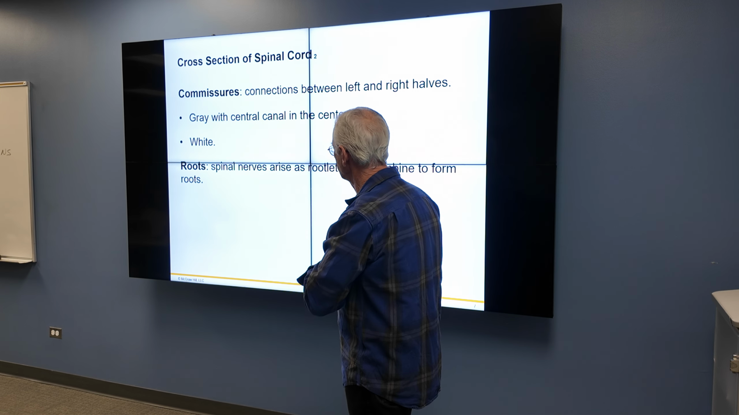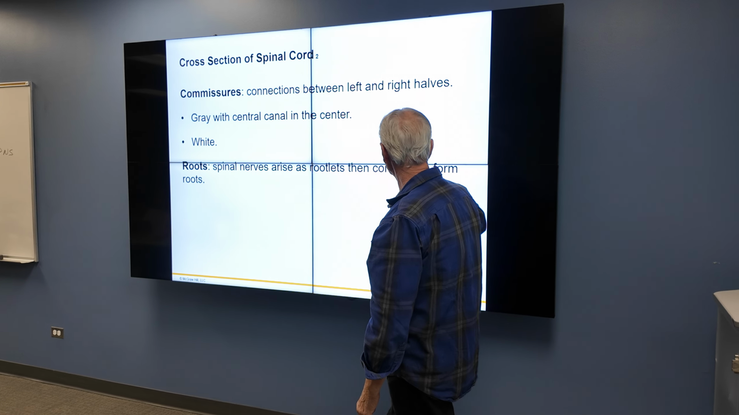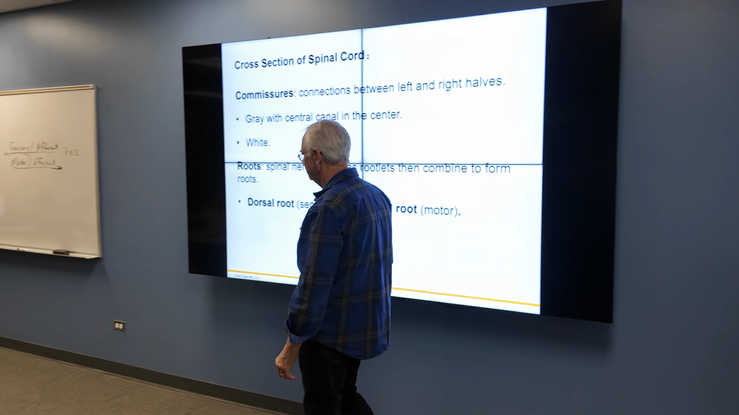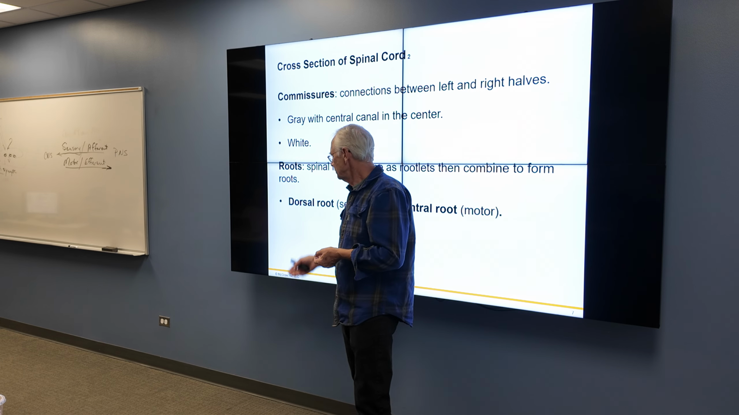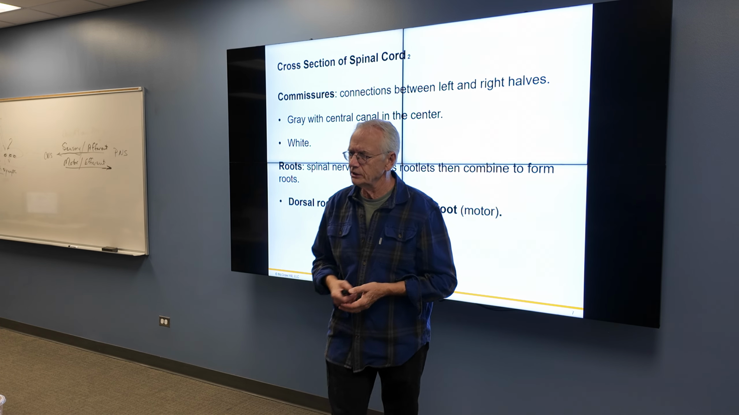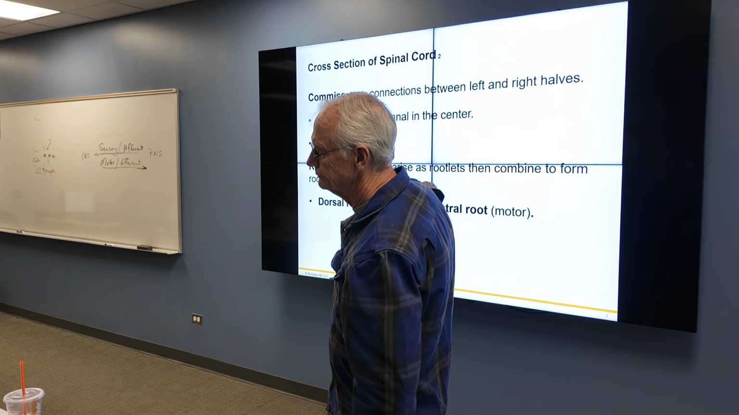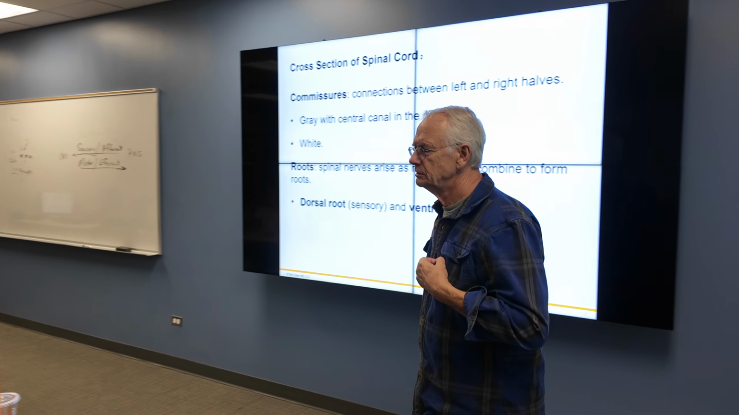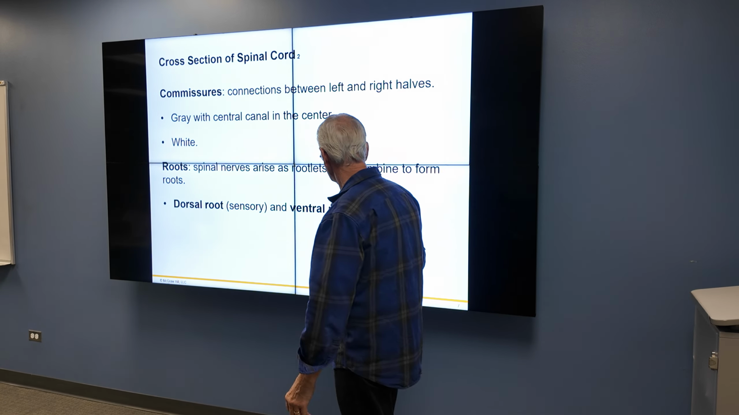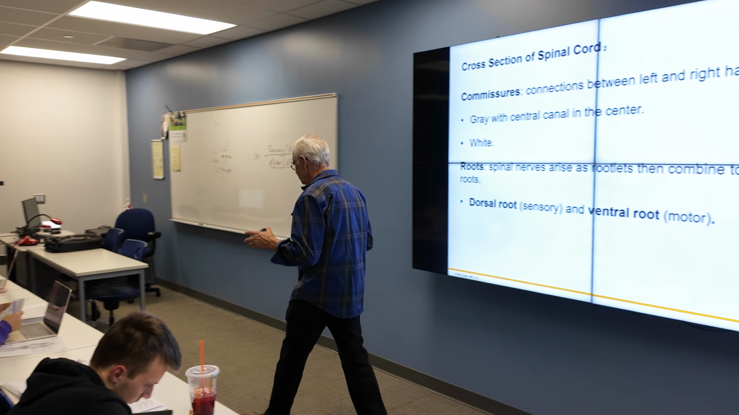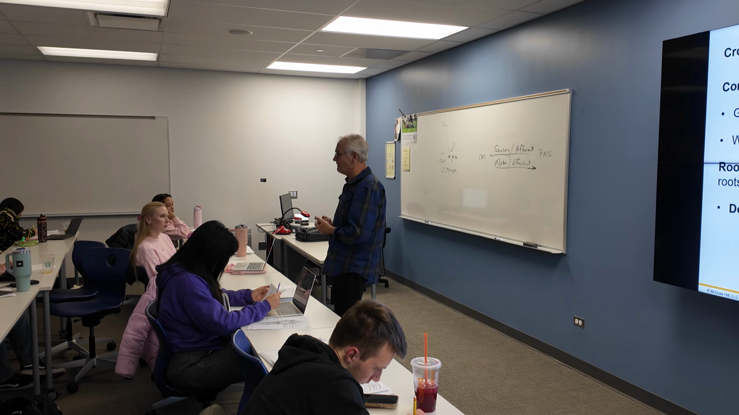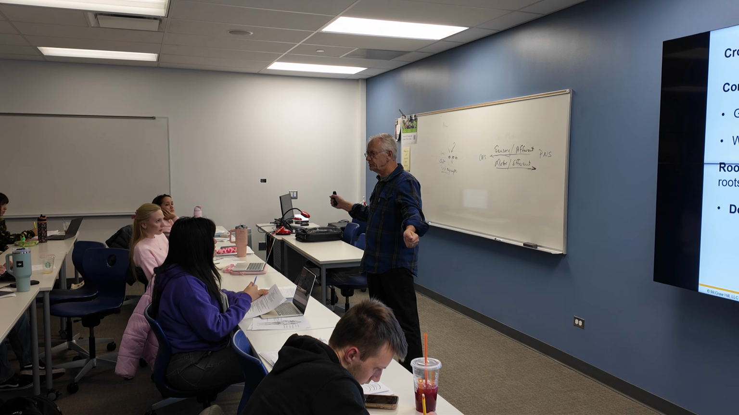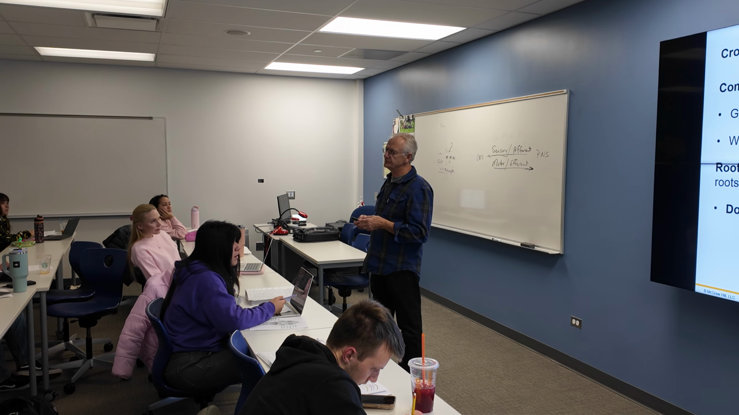Roots. We've already talked about how spinal nerves arise as rootlets and then combine to form these roots. Rootlets, then the roots here. Dorsal root: nail this down right now. What information is being communicated in a dorsal root? Sensory. The ventral root? Motor. So the ventral root is going to be our motor communication. Which direction is motor communication traveling? From the CNS to the PNS, right? Which direction is the sensory information going?